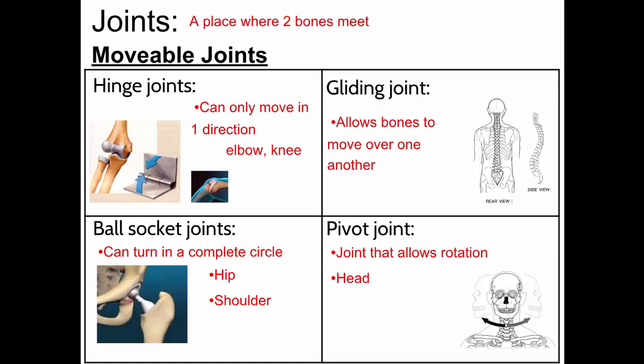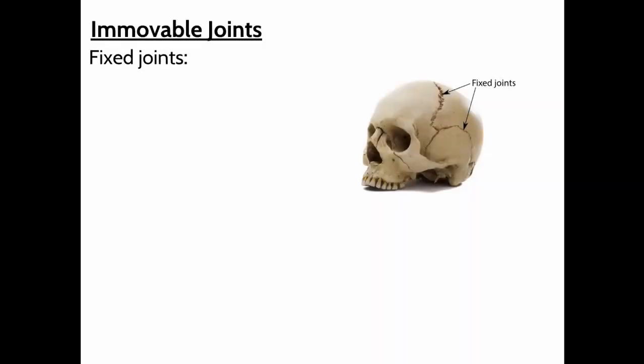A pivot joint, an example of that is the top of our spinal column where it attaches to our head. A pivot joint allows for rotational movement, a wide range of rotational movement. There are also some joints in which there's a boundary between two bones, but there's actually no movement. And those are called immovable or fixed joints.